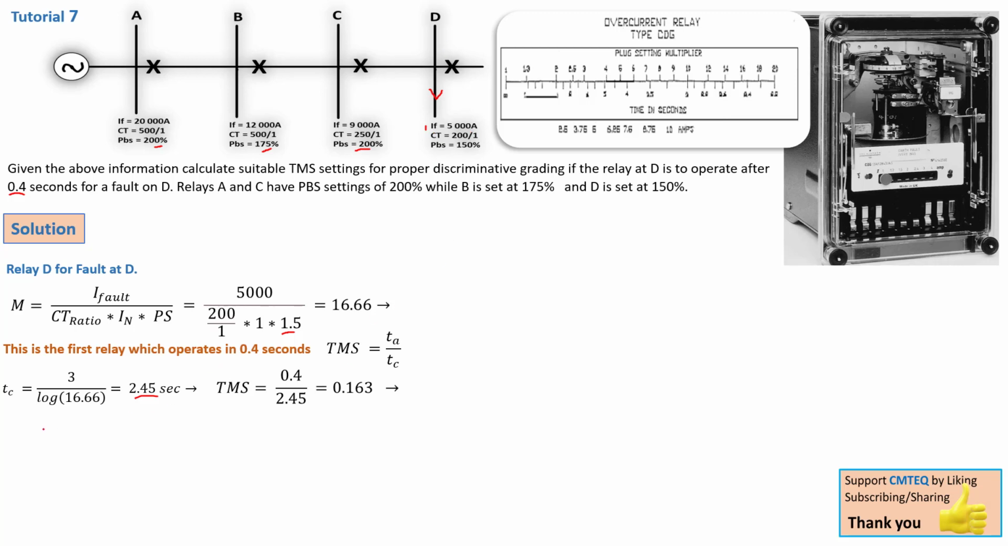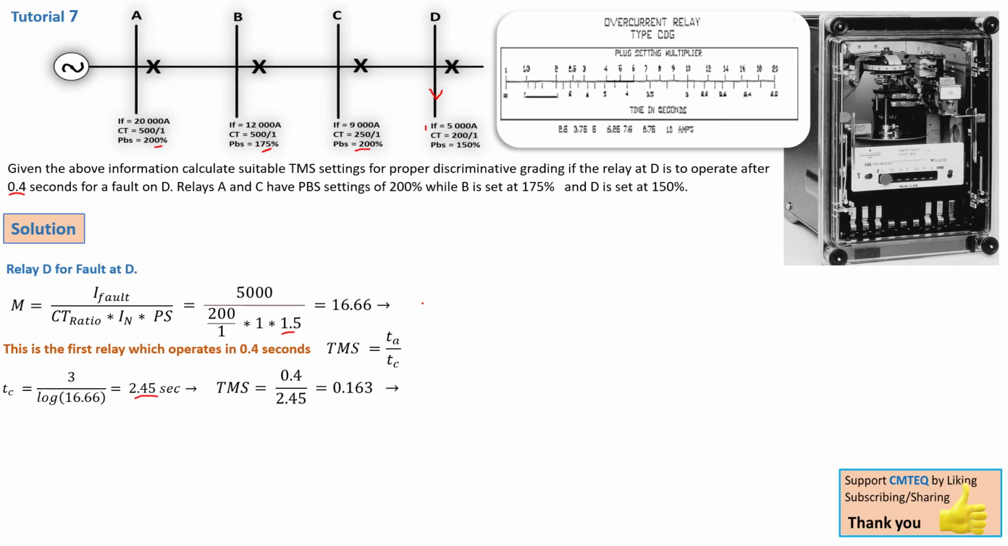Now these are the parameters for relay D for a possible short circuit current of 5000 amps occurring on bus bar D. So the parameters are: TC is 2.45 seconds, the TMS, that is the time multiplier setting, is 0.163, and the actual operating time is 0.4 seconds. So that is the set of parameters for relay D for a possible fault on bus bar D.